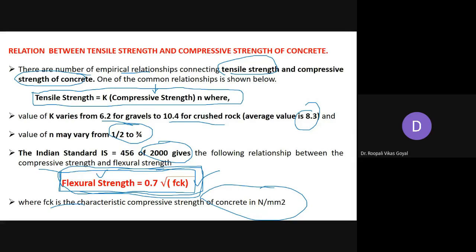And normally when we do the test in the laboratory, we find flexural strength from compressive strength also, and actually by casting the beam also we are finding it, and we try to check the relationship between the flexural strength obtained by casting as well as by using this particular formula. So this is also a very important relationship that you should know.